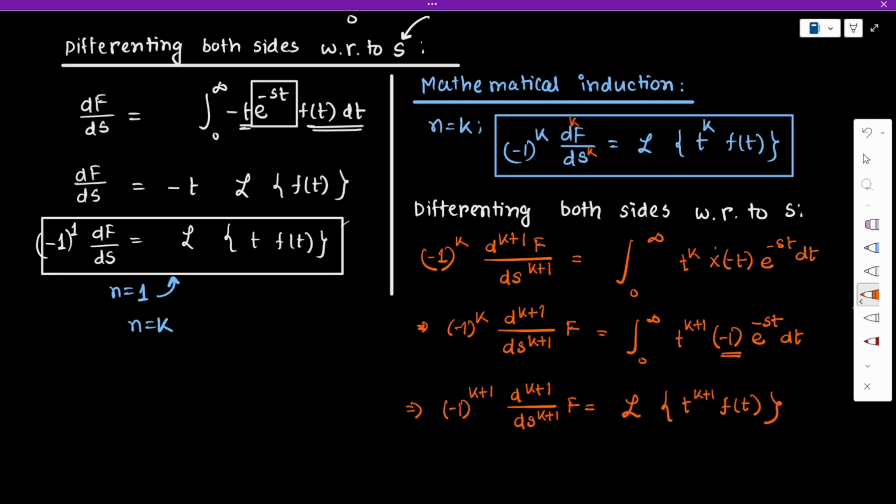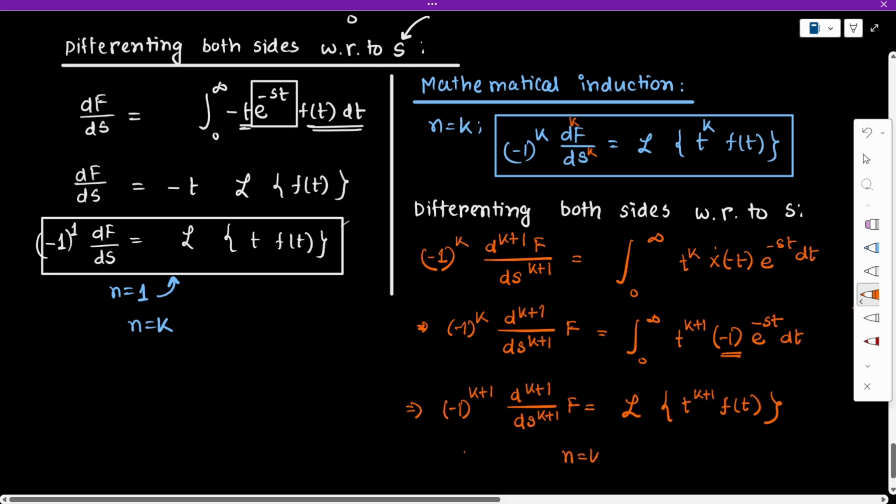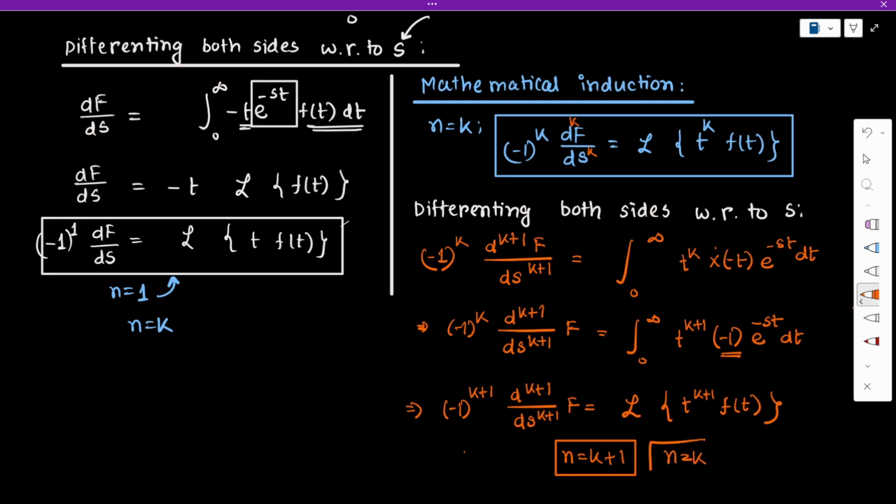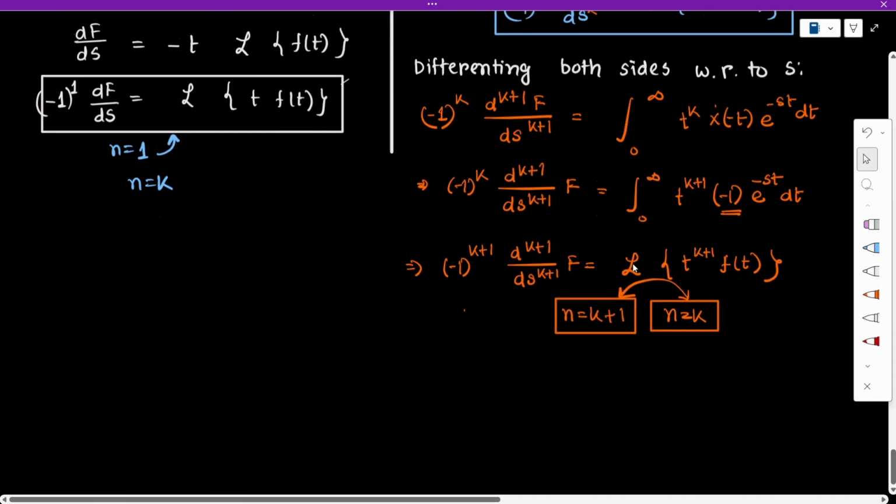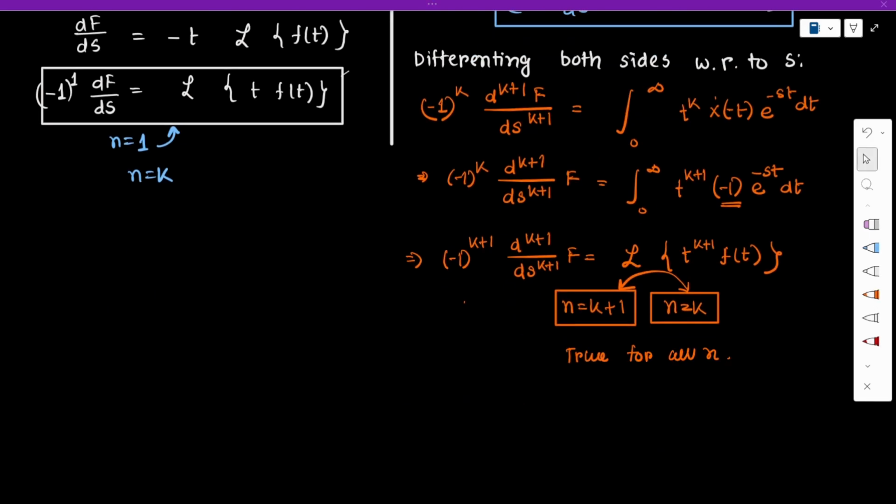So the whole equation is true. This equation is also true for n equals k plus 1, right? So we have found that this equation is true for n equals k and n equals k plus 1, where k can be any number. So if k can be any number and this equation is true for both k and k plus 1, then mathematical induction says that this equation is going to be true for all n.